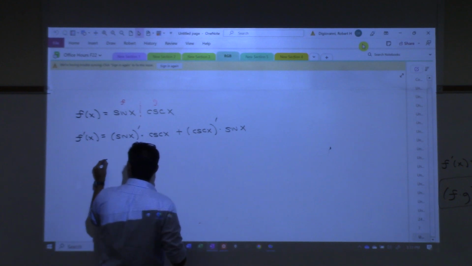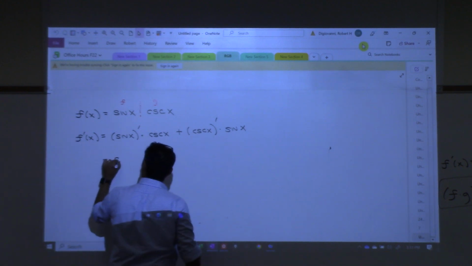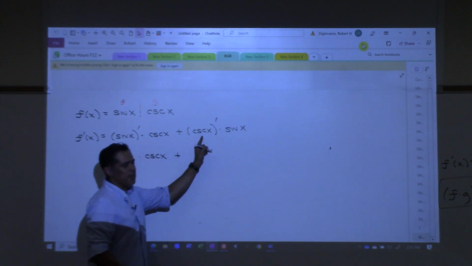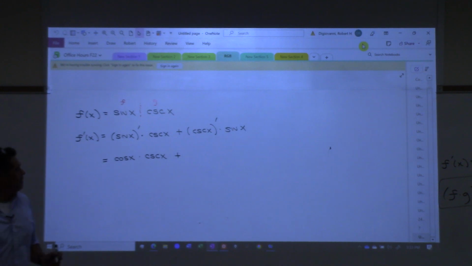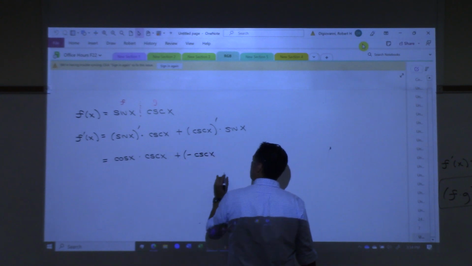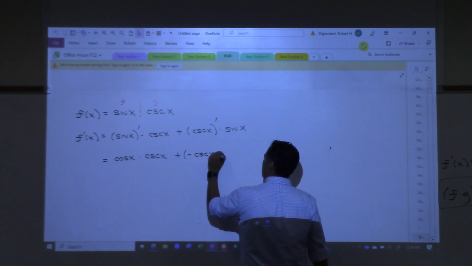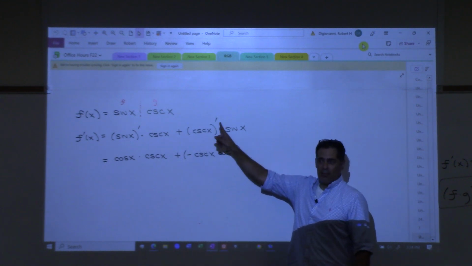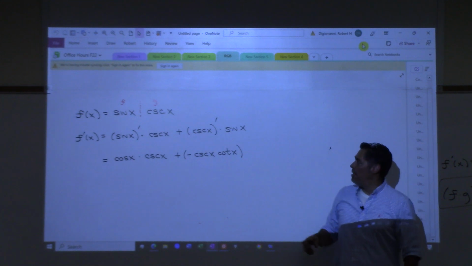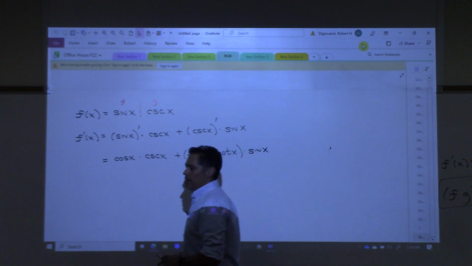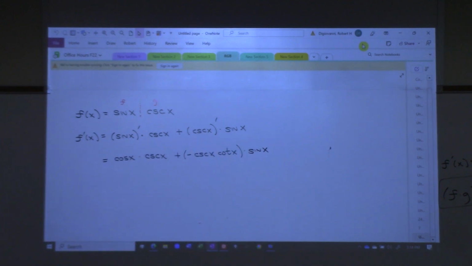Now, what is the derivative of sine? Cosine. So this is cosine x times cosecant x plus, now what's the derivative of cosecant x? Negative, what did you say? Negative cosecant x times cotangent x? Okay, so you got that off the formula sheet, right? The derivative of that is this. And then we still have next to that what? Sine x. And that would be a raw derivative, wouldn't it? That would be a raw derivative.